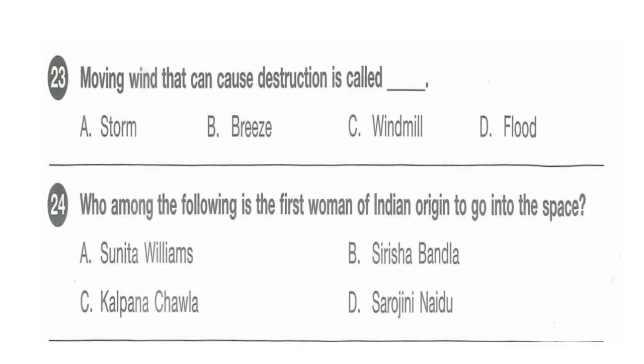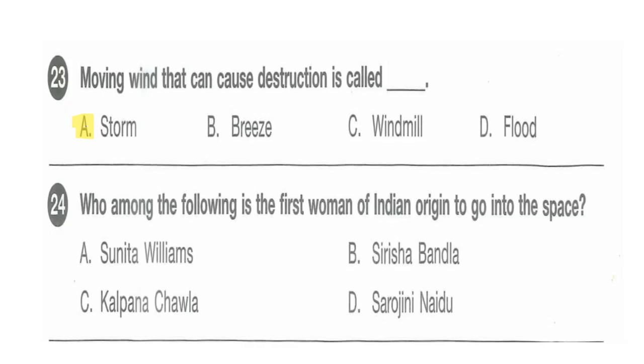Question number 23. Moving wind that can cause destruction is called dash. A. Storm. B. Breeze. C. Windmill. D. Flood. Moving wind that can cause destruction is called storm. Answer is option A, storm.